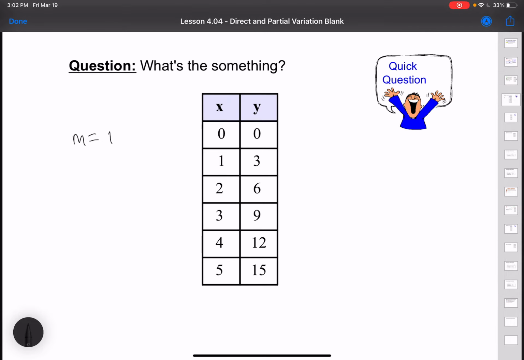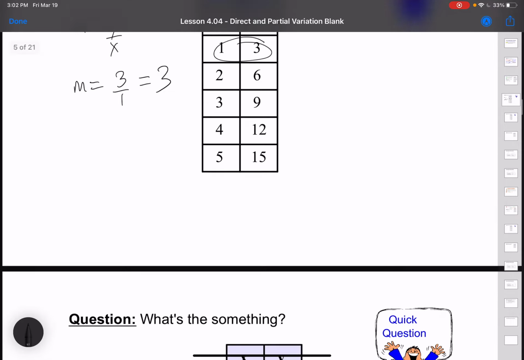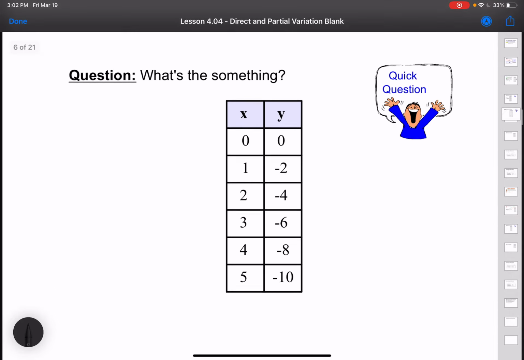So it's y divided by x, which is simply, you can take a look at the first one, 3 divided by 1, which is just 3. Generally that's a good way of quickly finding it, for the easiest division: just look at your first point that's not 0, 0. Okay, take a moment and try that for yourself.